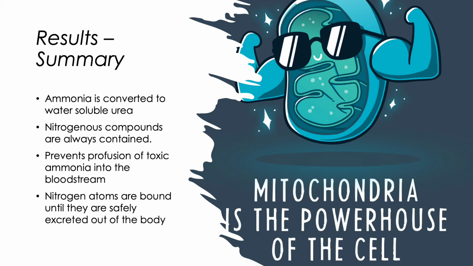Nitrogenous compounds are always contained. This prevents perfusion of toxic ammonia into the bloodstream as well as the surrounding tissues of the liver. In this system, nitrogen is always bound until it is safely excreted out of the human body via the human urinary system.